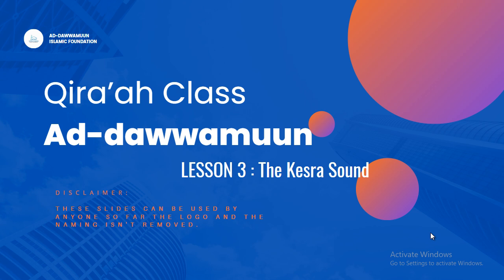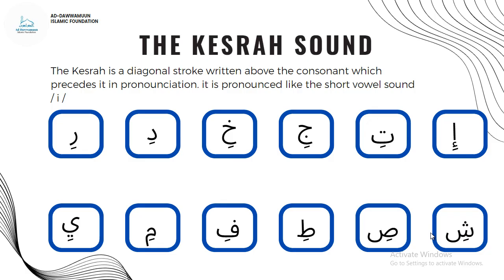Inshallah, today we are going to be talking about the Kesrah sound. Naam. So it is the next one after the Fatha sound that we did in the previous lesson. Now the Kesrah sound is also represented by a diagonal stroke, but it is written below the letter. It is written below the letter and it is pronounced as E. It's pronounced as what? As E.